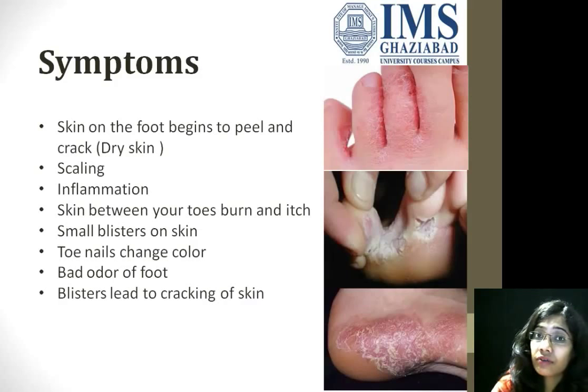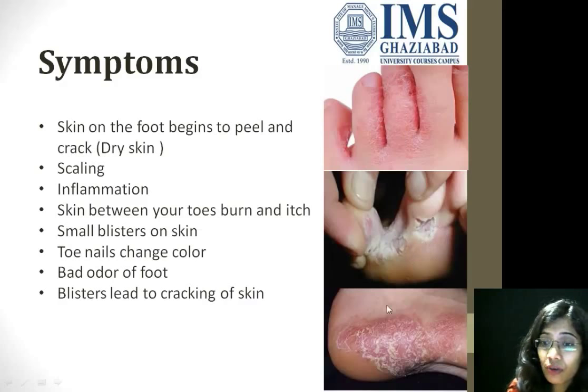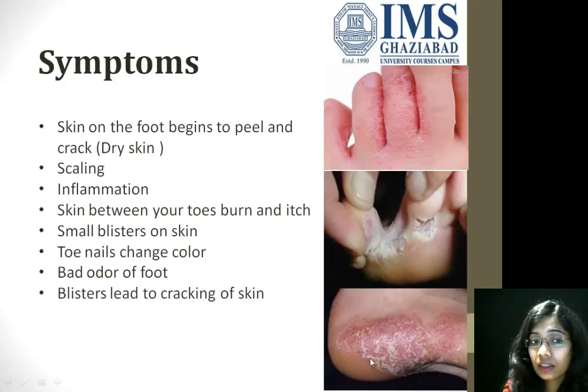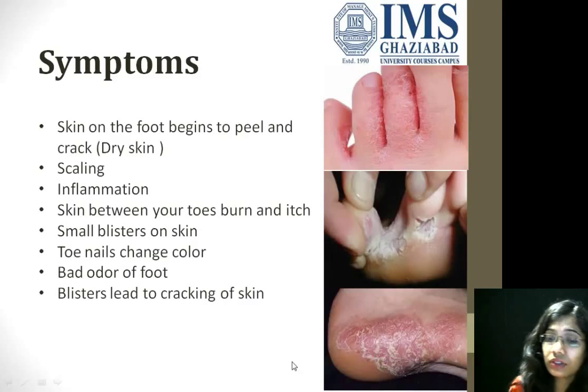Toenails change color. If your toenail gets infected with fungus, there is a 100% surety that your nail changes color into a different one. There is a bad odor of the foot, and blisters lead to cracking of the skin. Yes, these are the symptoms. There are dry skin and inflammation. These are the vesicles, or you can say pustule formation. These are the skin inflammation and scaling of the skin.